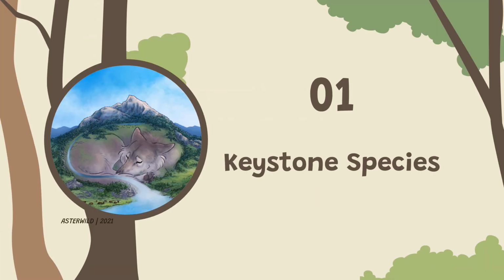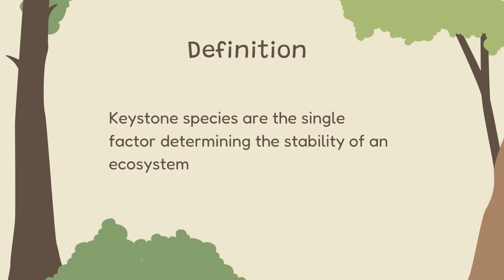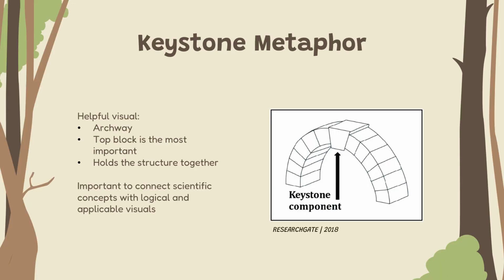Let's begin with a simple definition of keystone species. Keystone species are the single factor determining the stability of an ecosystem. An easy way to visualize this is to picture an archway. You can see that all the stones lead to a singular point. If this was damaged or missing, the entire archway would be weak or even collapse.